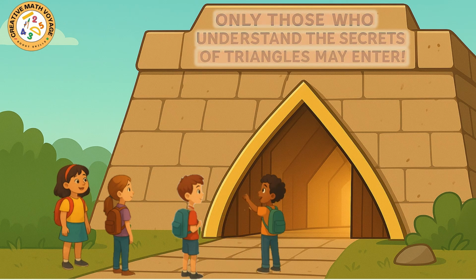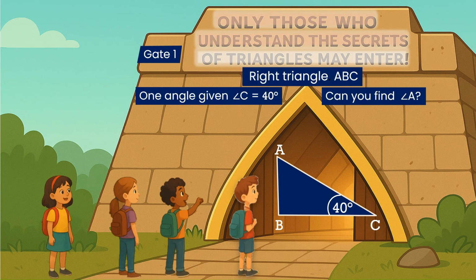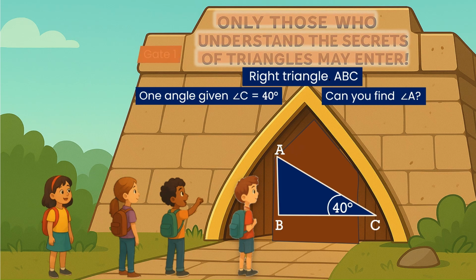Adi quickly suggested Hari's name. Mia and Julie agreed that Hari should lead the way. So, Hari stepped forward to face the first challenge. Number 1. There they see a right-angled triangle ABC with angle C marked 40 degrees. They had to find angle A to enter.